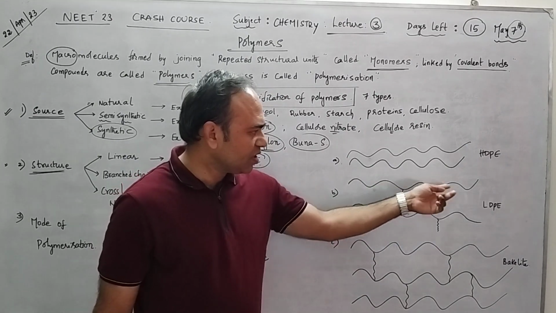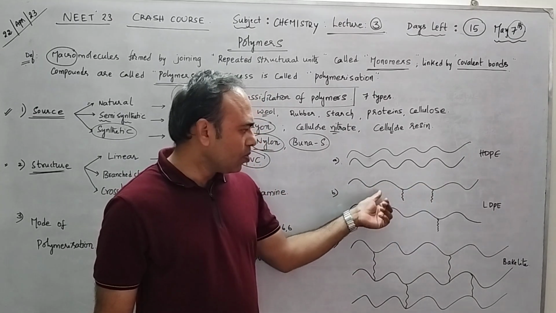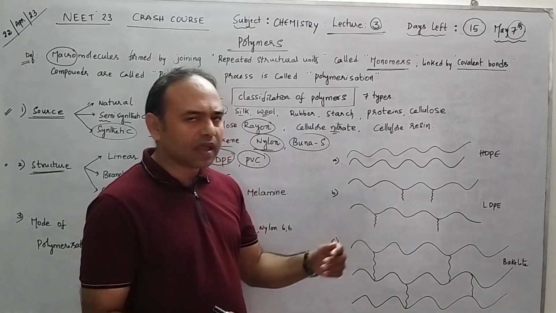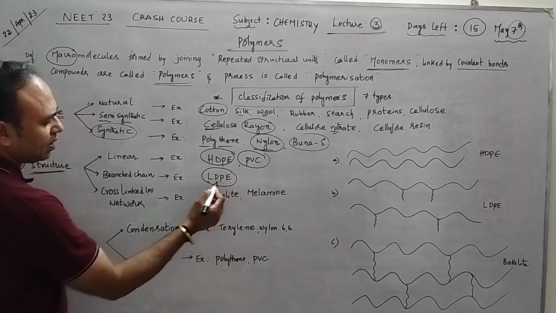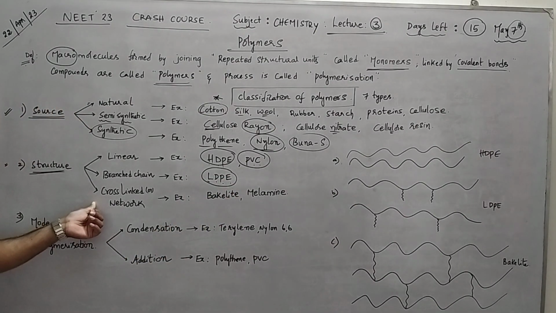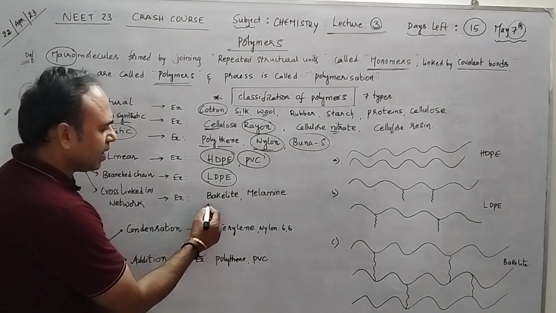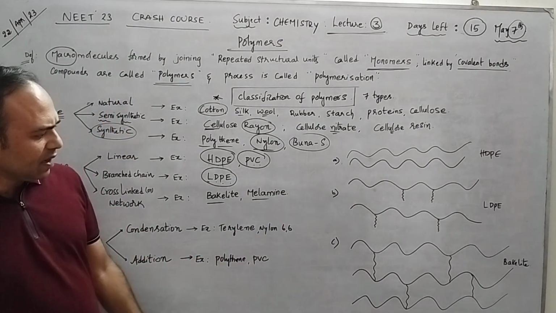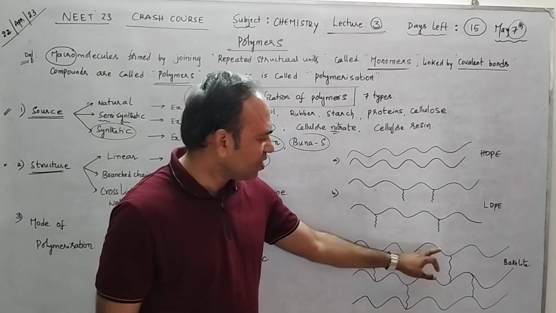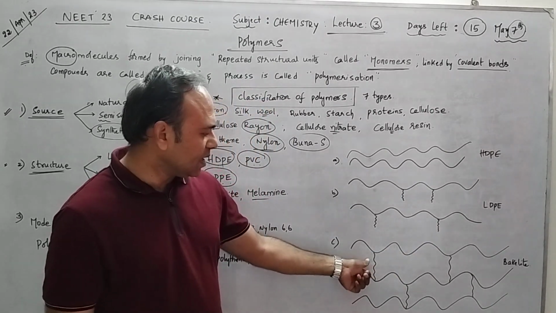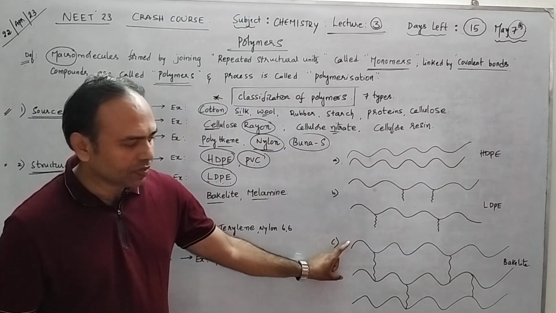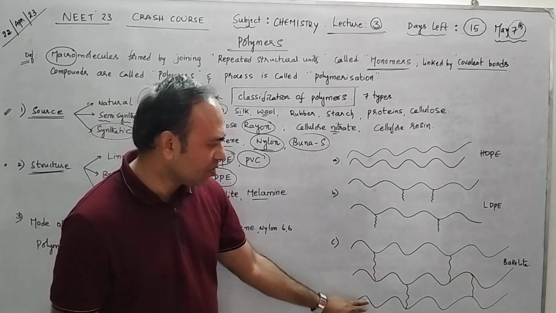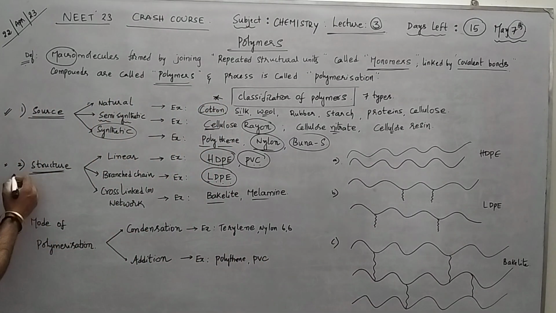It's one linear chain, this is a second linear chain, both are not connected. They themselves have some branches. Example, LDPE, low density polyethylene. Third one, cross-linked or network. Example, bakelite and melamine. Here you can observe that the first chain and second chain are connected by a branch here. So now you will get a network. You also call it cross-link. Hope you have understood this, the classification of polymers based on structure.